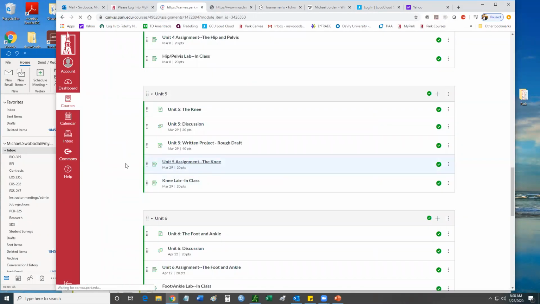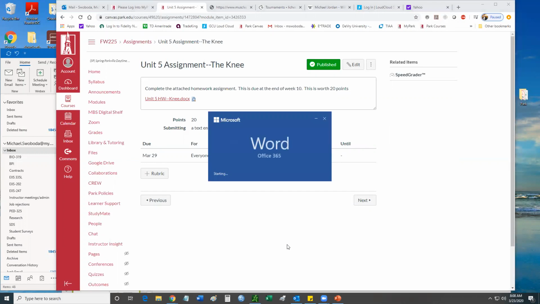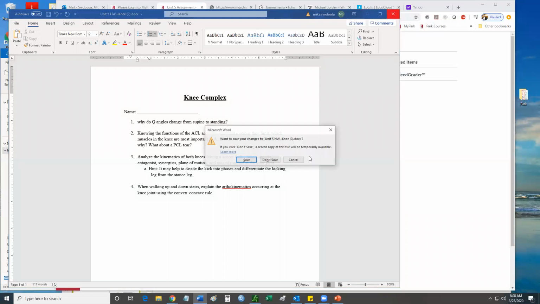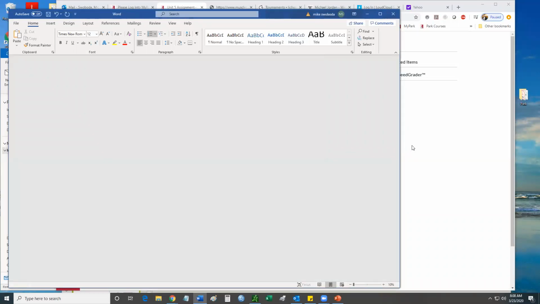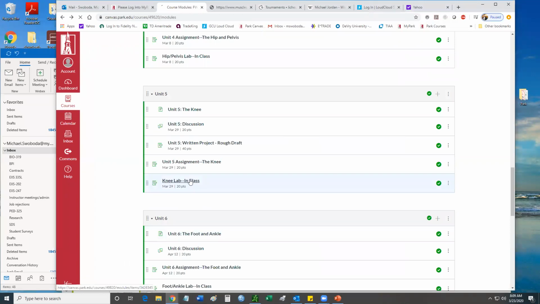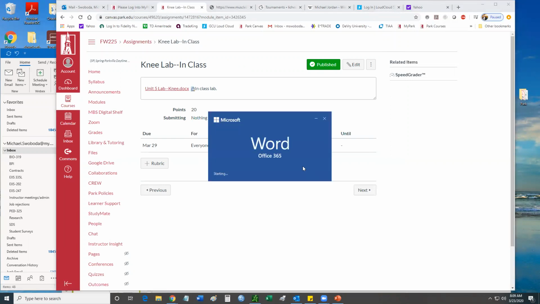You also have your knee assignment due this week. And pretty simple here. So I know we went over this a bunch of times, but just those 4 questions for the knee. In terms of the actual lab that we were going to do, so obviously there's no lab per se.